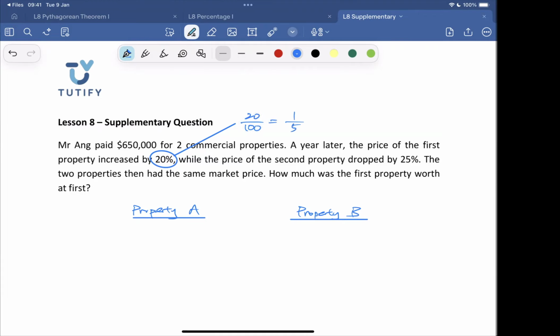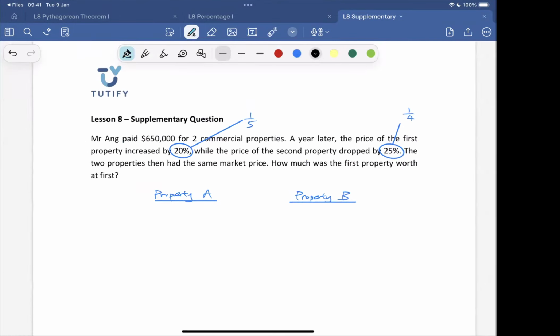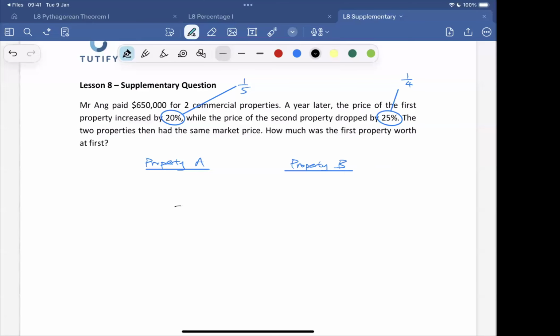There you go. Now, what about 25%? What is a fraction? 25 over 100. Can you simplify for me? 1 over 4. Thank you. Very good. Students, we have 1 over 5 and 1 over 4. I'm going to draw a model.